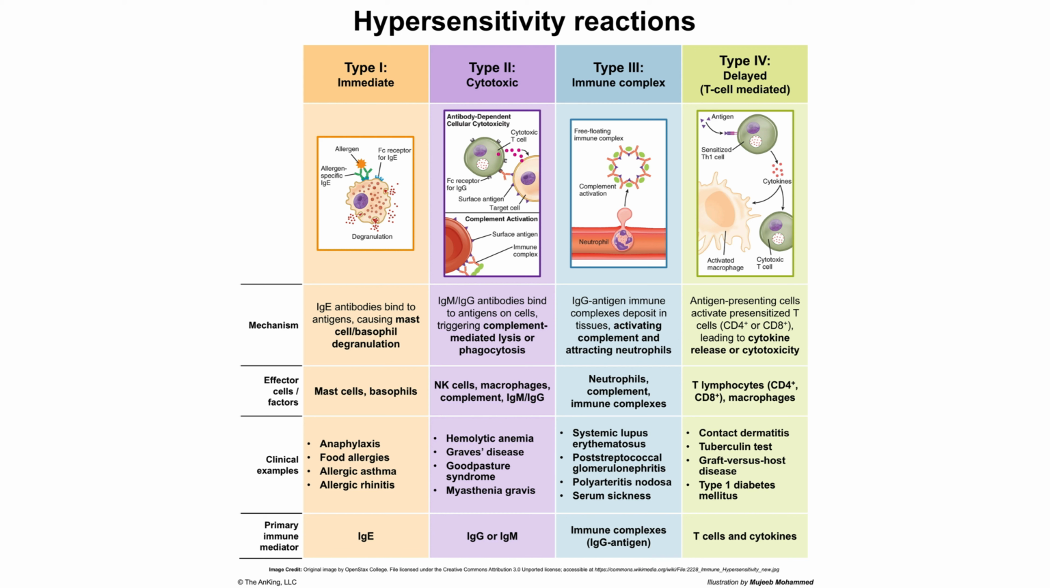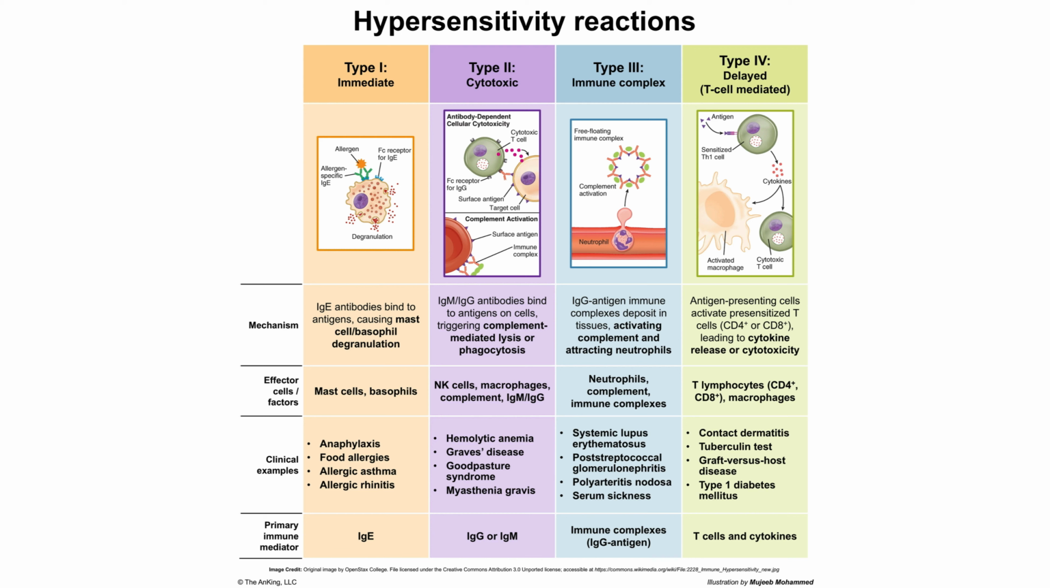This happens when the immune system overreacts to harmless substances like pollen, peanuts, or insect stings. The body produces a special type of antibody called IgE, which attaches to immune cells called mast cells and basophils. When a person is exposed to the allergen again, these cells release chemicals like histamine, causing symptoms such as itching, swelling, runny nose, wheezing, or even a severe reaction called anaphylaxis.